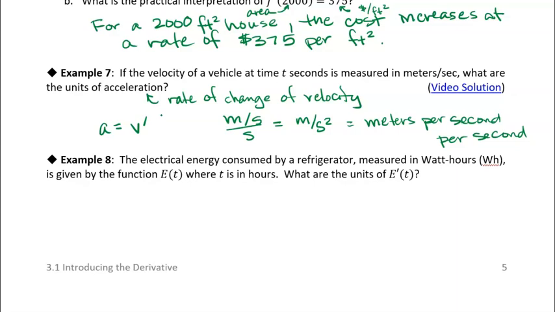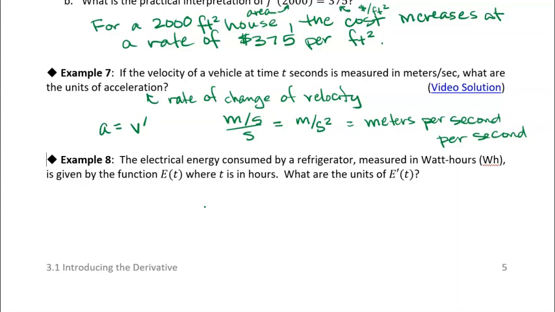All right. Okay, so now let's look at this last one here. Example 8. The electrical energy consumed by a refrigerator measured in watt hours. Okay, so that's a unit, watt hours. It's watts times hours. Watt hours is watts times hours. It is given by the function E of t, where t is in hours. So what are the units of E prime of t?